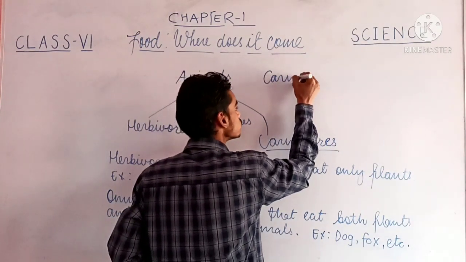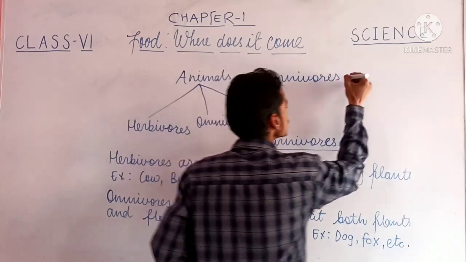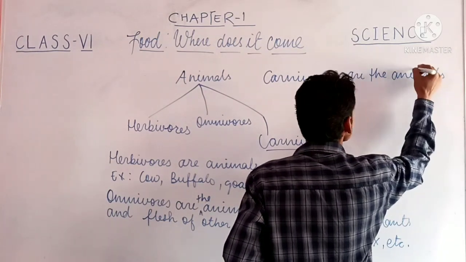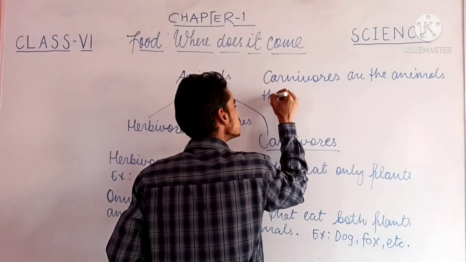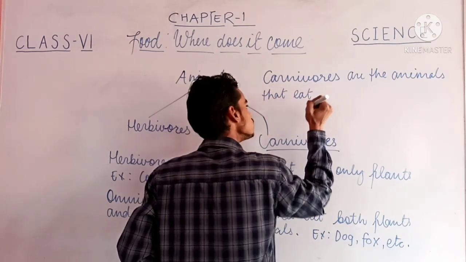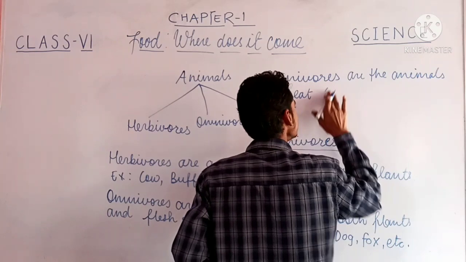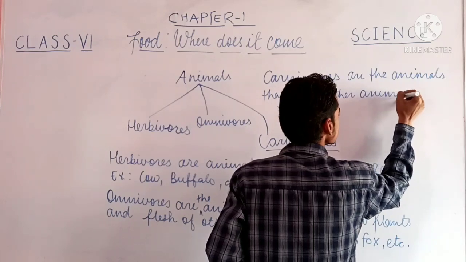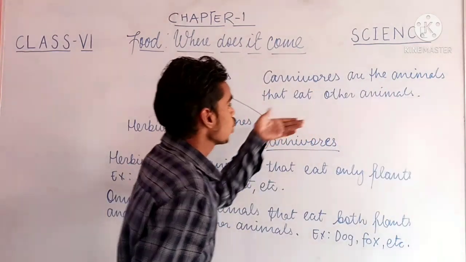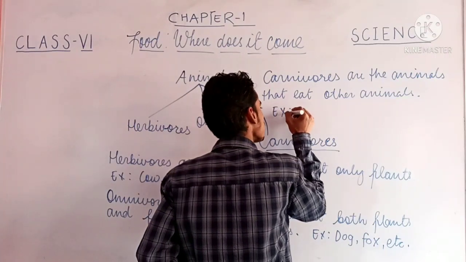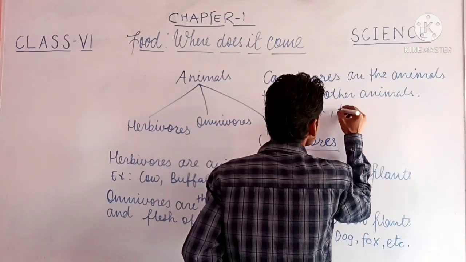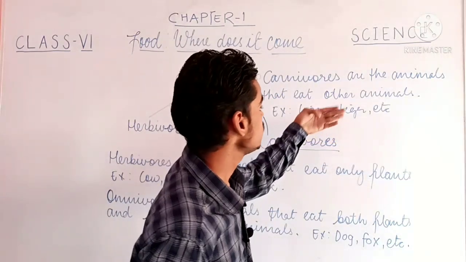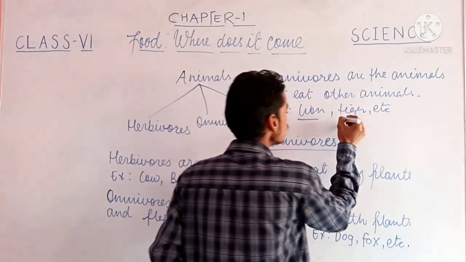Carnivores are the animals that eat only other animals, like lion, tiger, etc. So lions and tigers eat other animals. So these are examples of carnivores.